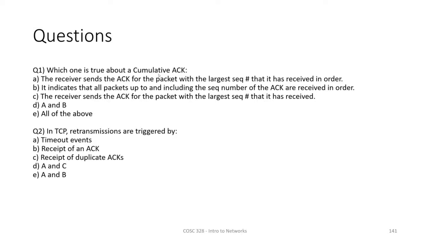Because of this reason, C is not correct. Then also it indicates that the packets up to and including that sequence number are received in order. So the sender can just send another packet. Okay, so I'm going to start the second question. Again, you still see it on the slide. So question 2, A, B, C, D, and E.